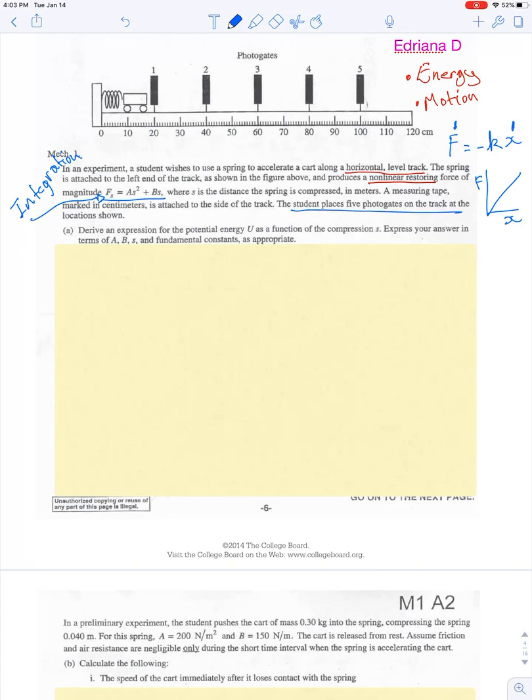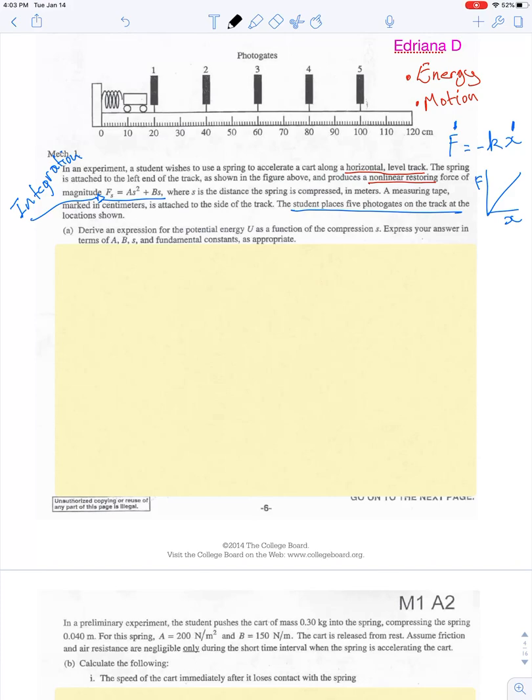All right, let's see. There are no numbers given there. Henceforth, I know they're going to ask me to write it in terms of some variables. So just integrate with what you have there. Let's see what we have. Derive an expression for the potential energy U as a function of the compression s. Express your answer in terms of A, B, s, and fundamental constants as appropriate. This is the same thing they always say every single time.